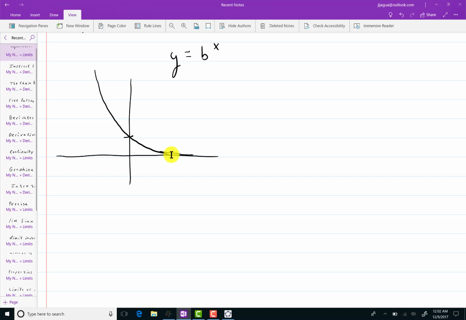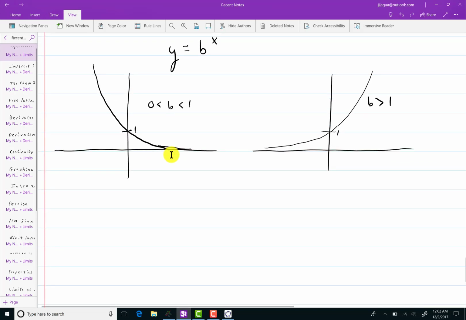You have a decreasing function. It still goes through 0, 1 in the case where b is a positive number but still less than 1. On the other hand, if b is greater than 1, you'll have a graph that looks very much like e to the x. In fact, it goes through 0, 1 just like e to the x does, except now it's an increasing function. So those are the two situations that you have to work with.